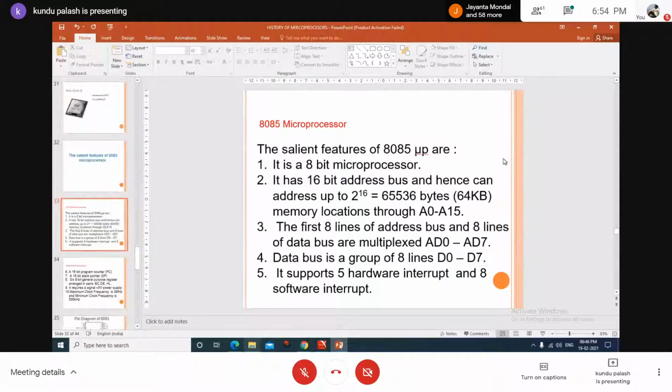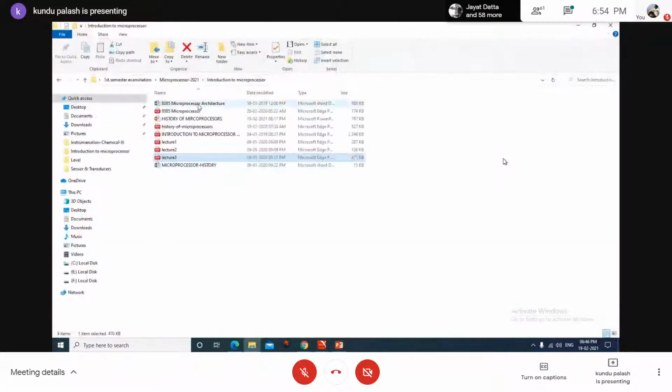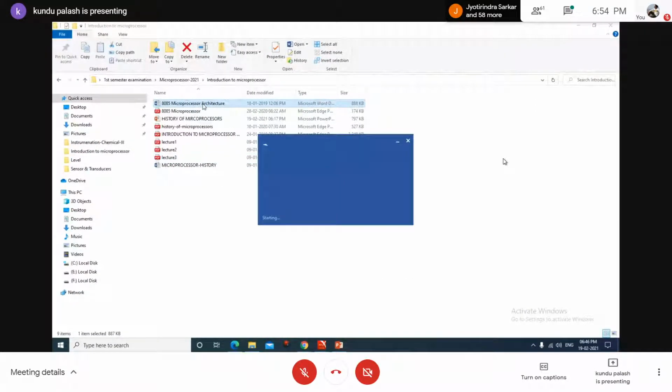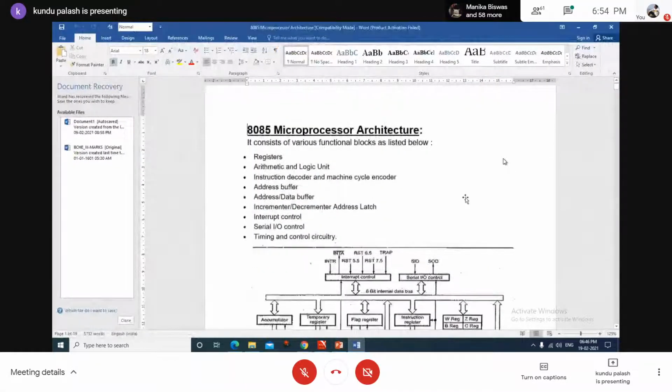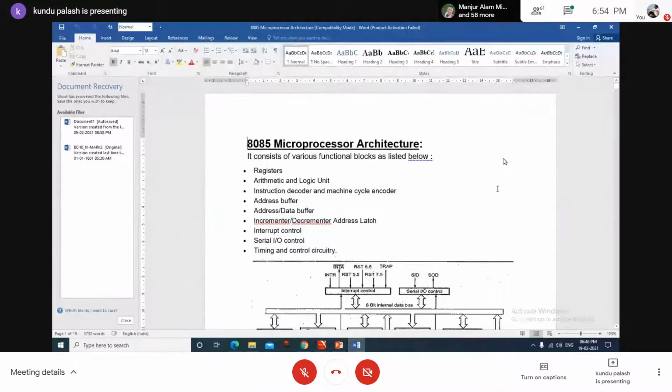First of all, the internal architecture of the 8-bit microprocessor consists of these building blocks: registers, arithmetic logic unit or ALU, instruction decoder, machine cycle encoder, address buffer, which is a particular type of register also, and address data buffer. Again, it is a register. It will be clear in the sequential logic circuit, that is, the input binary number is stored, buffered inside the semiconductor element, or storage locations. Basically, the register is a sequential logic circuit.